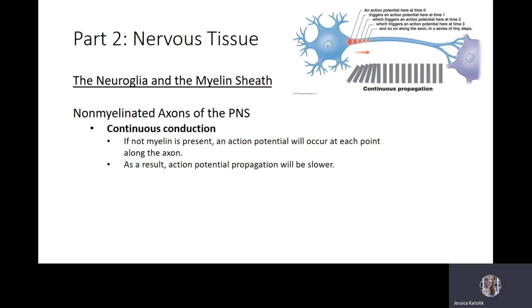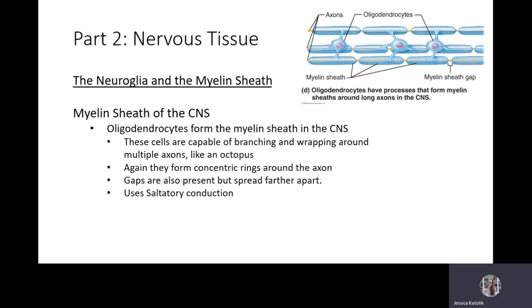So that is our discussion of myelinated axons and non-myelinated axons in the peripheral nervous system using Schwann cells. In the central nervous system, we're going to use oligodendrocytes to form the myelin sheath. It's going to have a similar pattern in which the oligodendrocyte is going to take its plasma membrane and wrap the axon with its plasma membrane in concentric rings, and that fatty layer is going to act as a form of insulation.